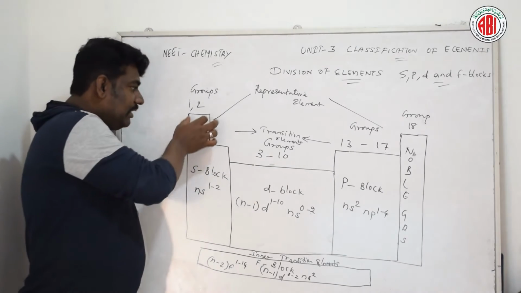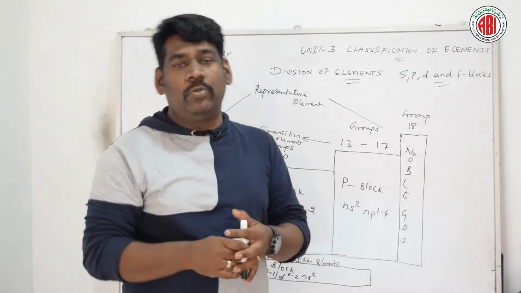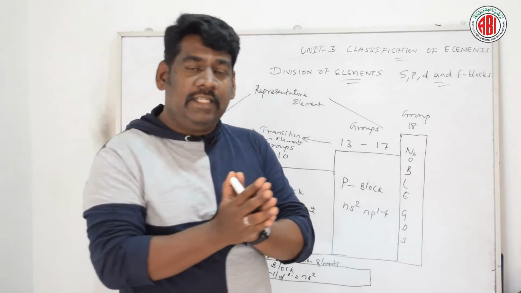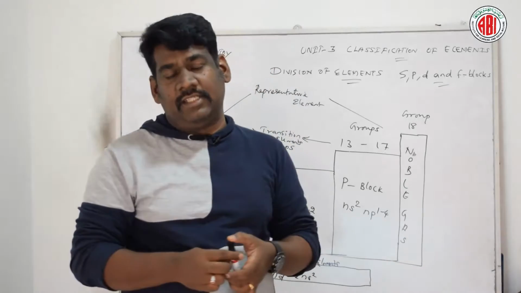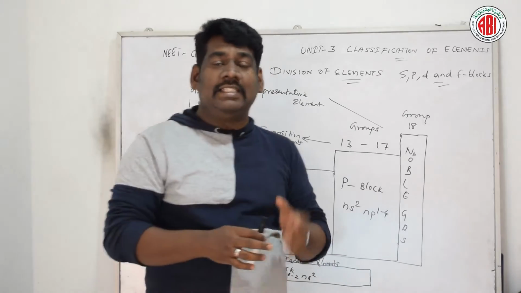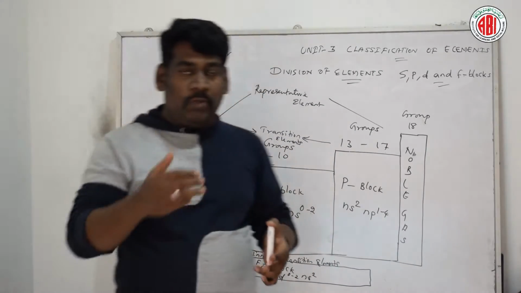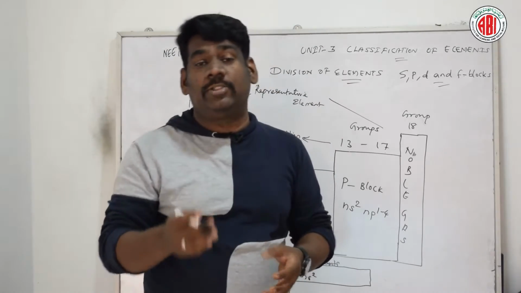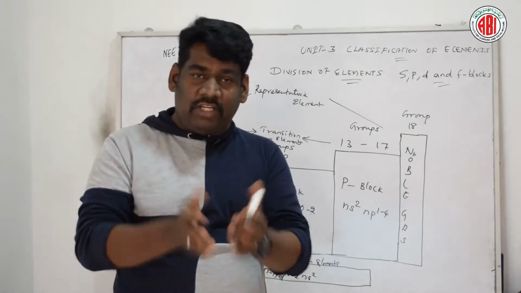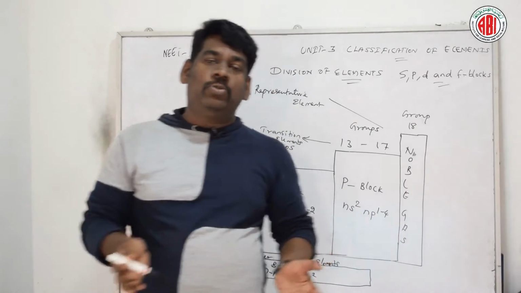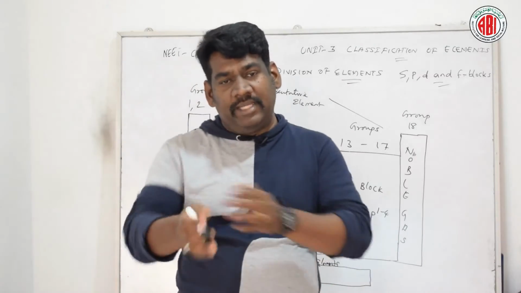Talking about the first two groups of elements, they have the ground state electronic configuration of the outermost shell as ns1 and ns2. These first two groups have the outermost shell as ns1 and ns2. The electrons end in the S orbital. That is the reason these two groups of elements are called S block elements.